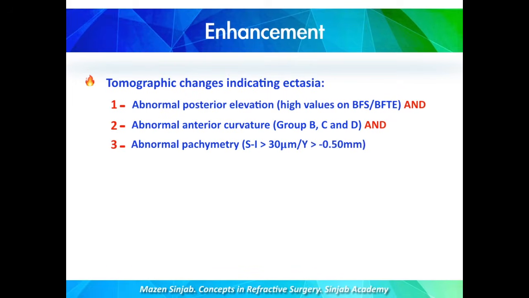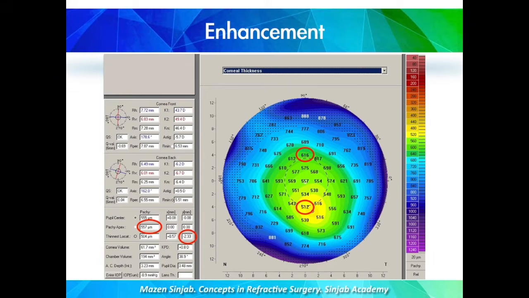Now the third parameter is abnormal pachymetry, which might be an inferior-superior difference of more than 30 microns, and/or a y-coordinate of more than minus 0.5 millimeters. As we see in this example, there is an inferior-superior difference of more than 30 microns. In addition, there is a big displacement of the y-coordinate, as it is shown here, minus 2.33.